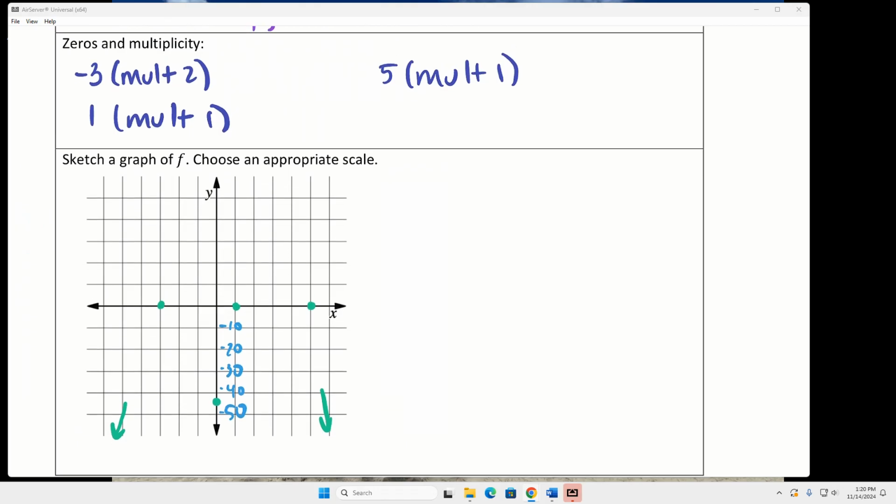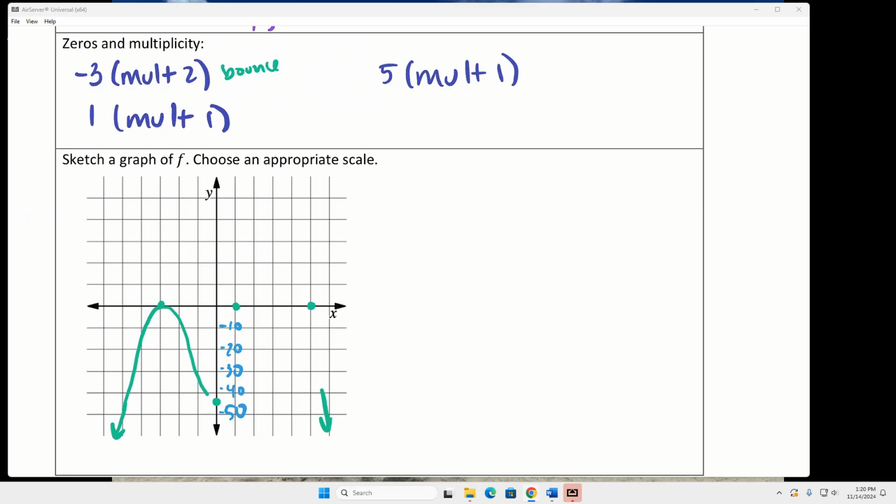Now, are any of these zeros going to have something special that happens at them? One of them is. On this one, we're going to bounce. So multiplicity of 2, we're going to bounce. All right, so I'm going to start at this left side where this arrow is pointing down. I'm going to connect it. I'm going to go to that 0 and I'm going to bounce.